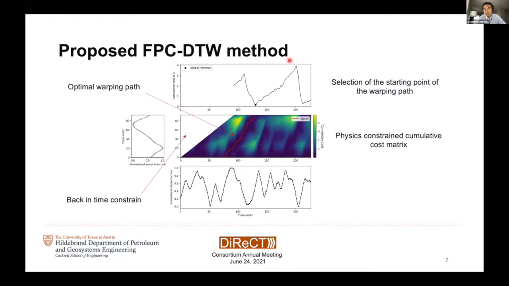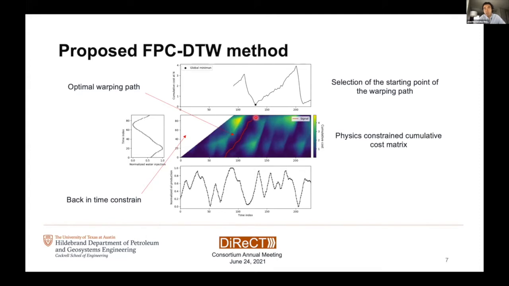This plot on top basically tells us where the beginning of the warping path is. This value here is just the cumulative cost at the end row of the cumulative cost matrix. Once we perform the minimization, we find the lowest point in this line, and this is going to be our starting point.